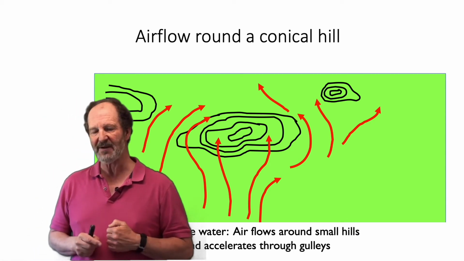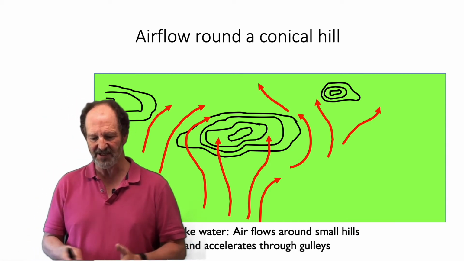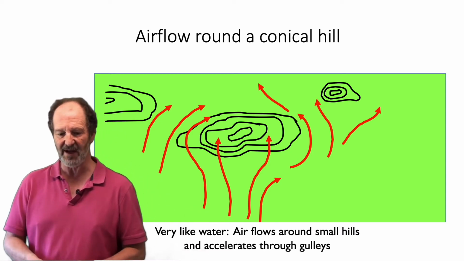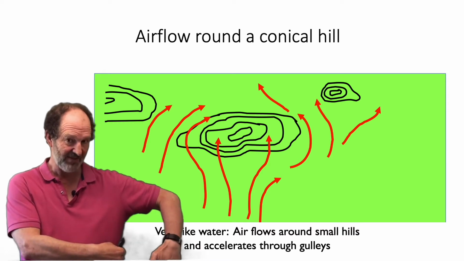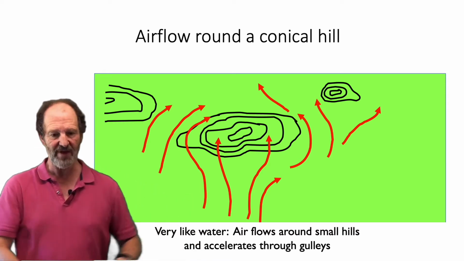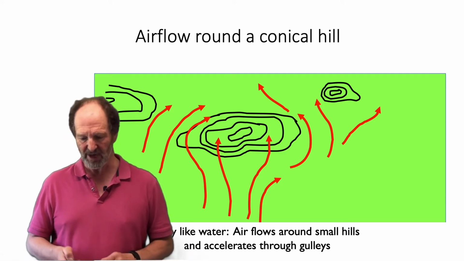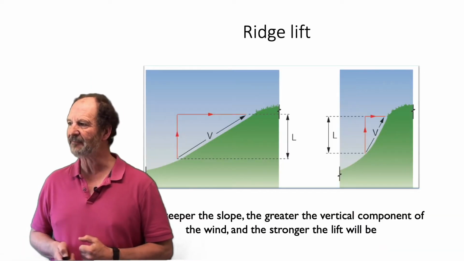Also worth mentioning about gullies. Same thing, going back to the bridge analogy. If you have two pillars, then the water will accelerate through the gaps, and it's the same here. So if you get two hills and there's a valley between them, the air will pour through that, and because of the Venturi effect, you will actually get stronger winds there. So just worth knowing about.